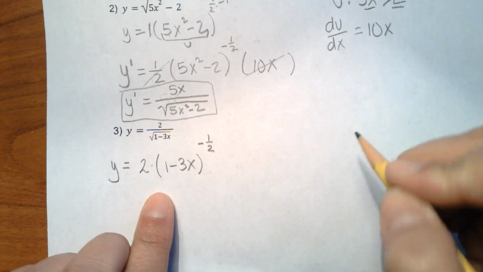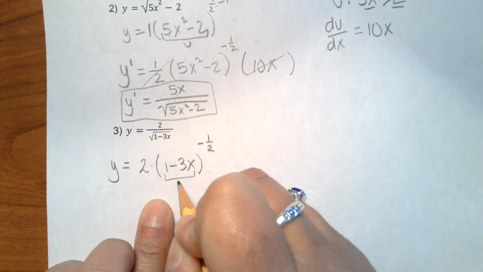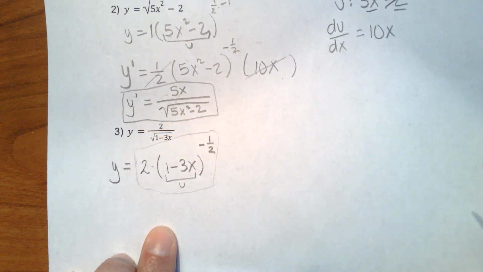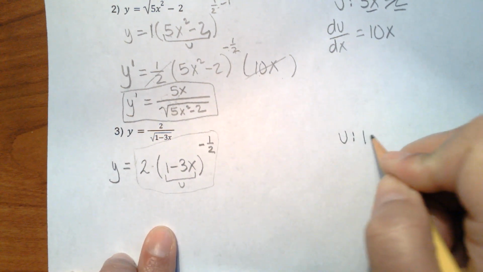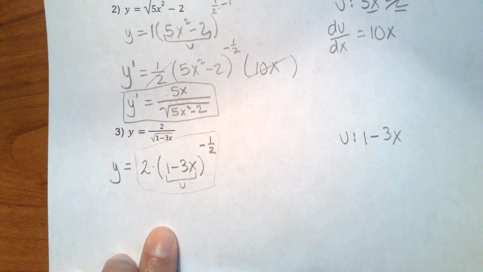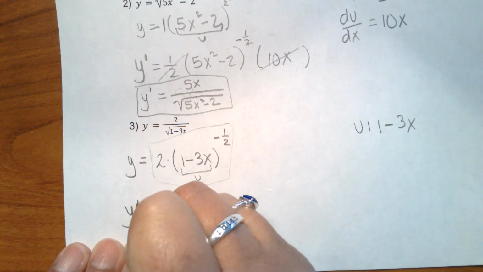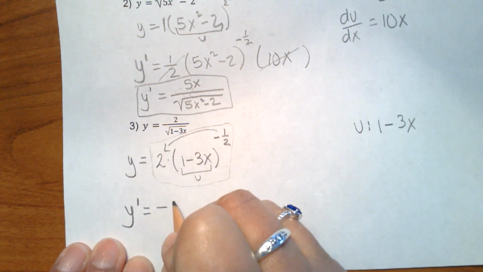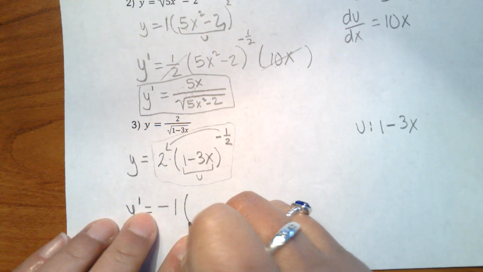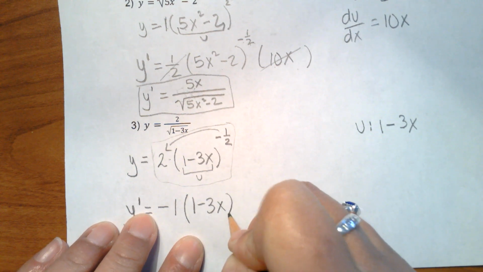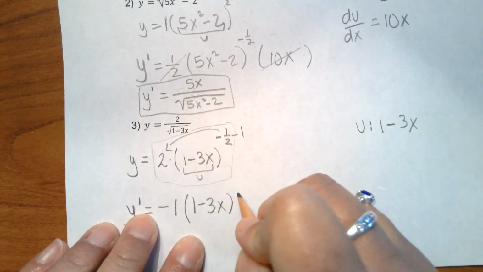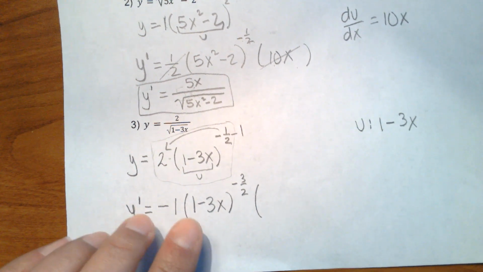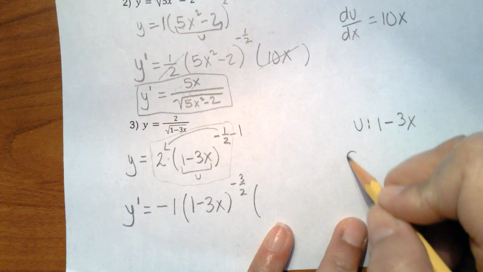So now we have an inside part, u, and we have the whole outside part. Let's rewrite the inside part, 1 minus 3x. We'll come back to that. Let's differentiate the outside part. So 1/2 times 2 is -1, parentheses, keep the inside the same. 1/2 minus 1 is -3/2. Okay, that outside part is done, so let's go over here.